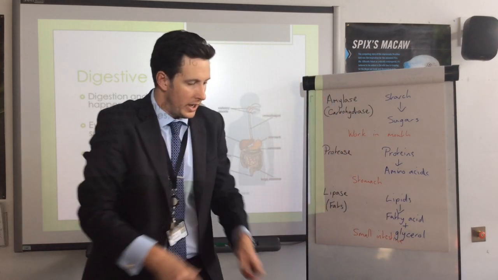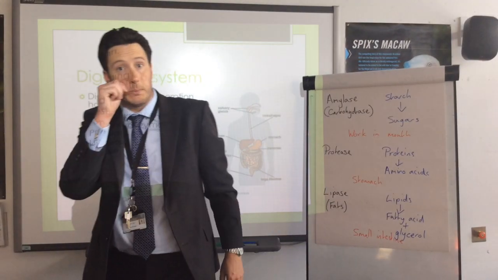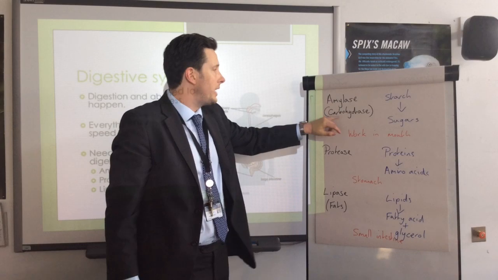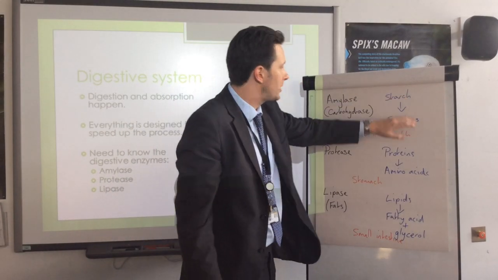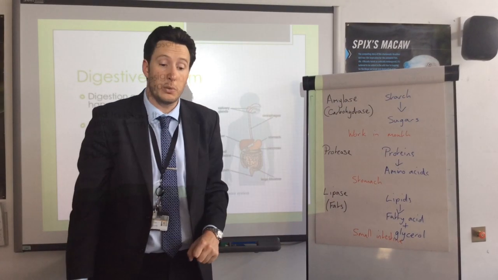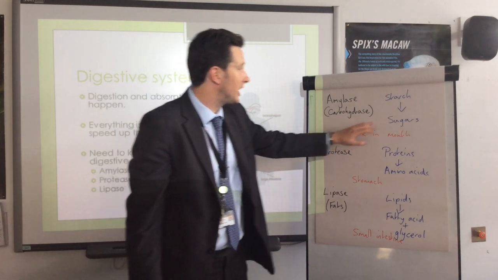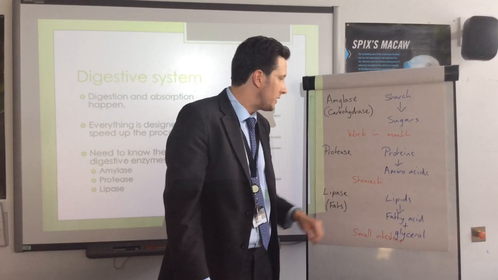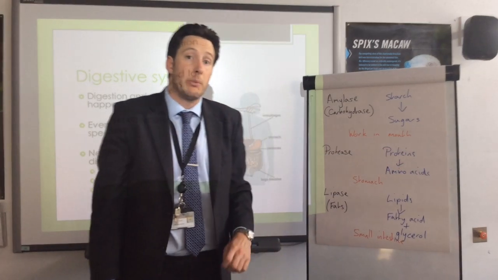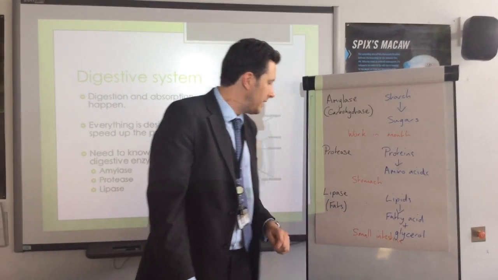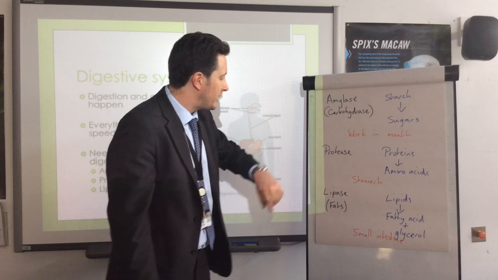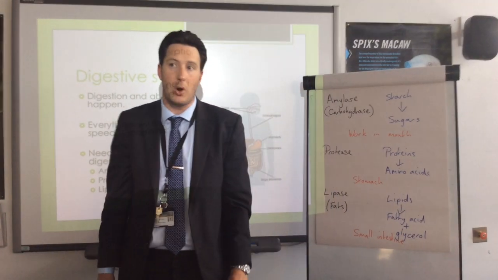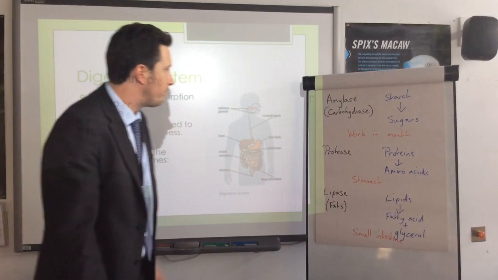Okay. And again, we'll go into why that's important. So those are the specific enzymes. Amylase, which is a type of carbohydrase, breaks starch into sugars, and starts working in the mouth. The salivary glands are what release it. You've got protease, which is produced in the stomach and breaks down proteins into amino acids. And lipase, which breaks down fats, lipids, into fatty acids and glycerol, and happens in the small intestine.